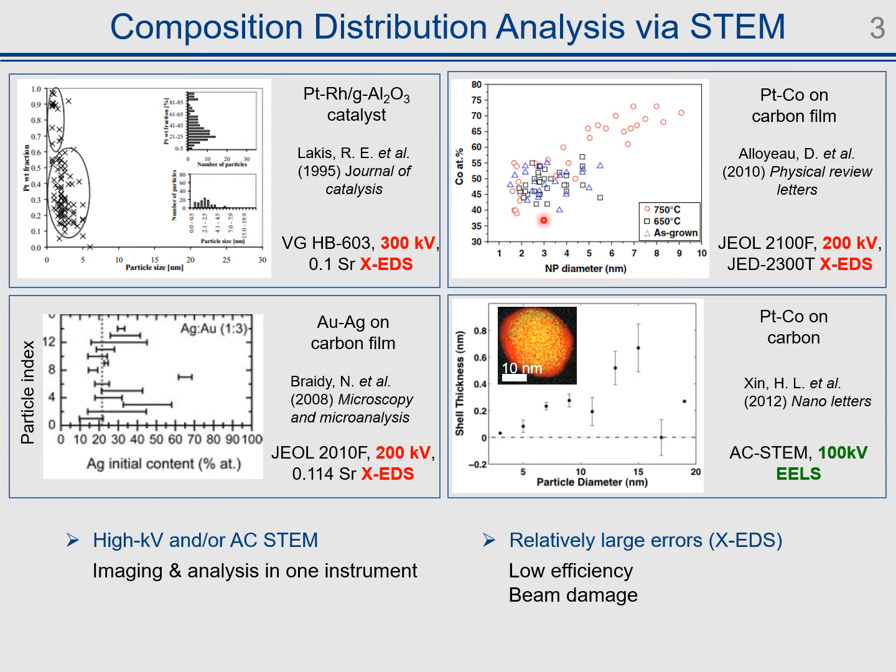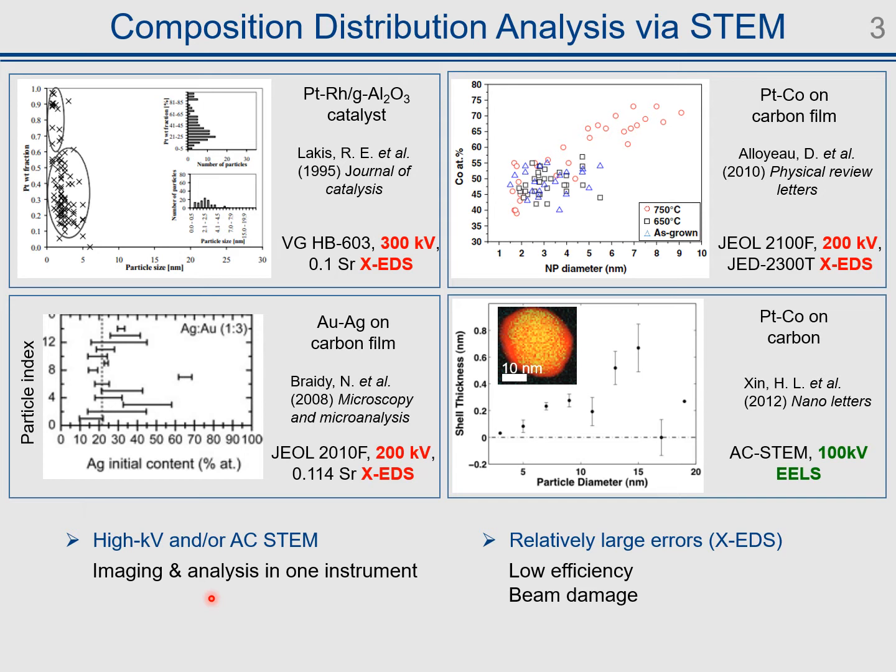In addition, XEDS was mostly used because a lot of the catalytically important elements are rather heavy. I can only find one EELS study, which is shown here. Thirdly, the electron energy used in these studies was either 200 to 300 keV, or 100 keV with an aberration corrector. This ensures high spatial resolution so that both imaging and analysis can be done in the same instrument.